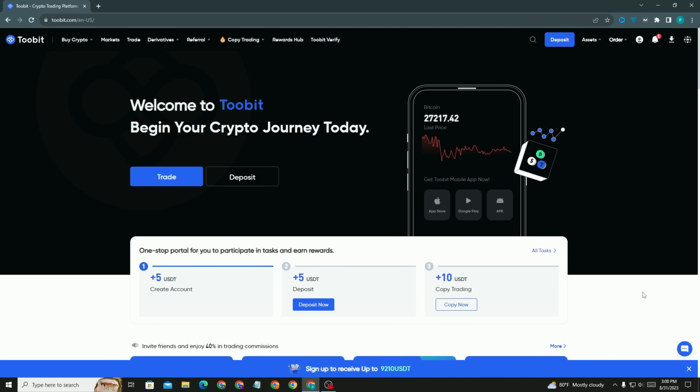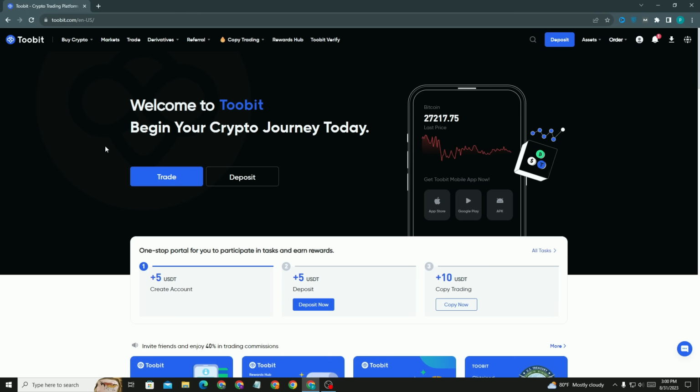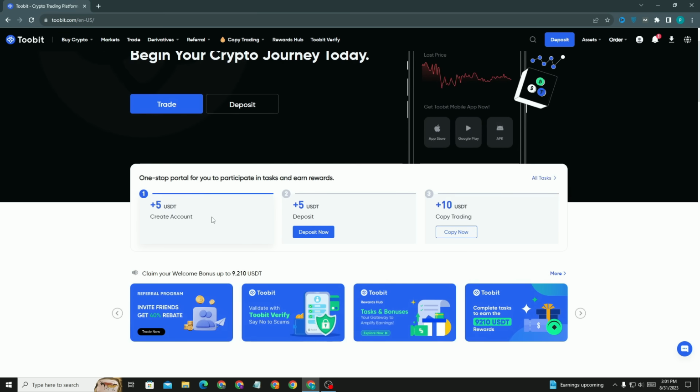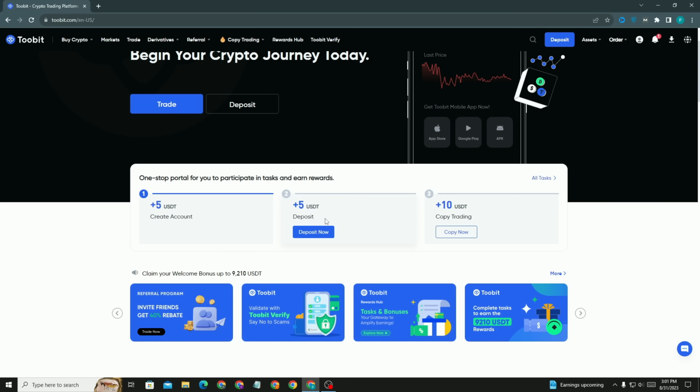Basically, Toobit is a cryptocurrency trading platform where you can invest some amount of money, and then you can get some amount of profit. So welcome to Toobit, begin your crypto journey today. If you sign up, you can see here: create an account, plus 5 USDT. If you deposit some amount of money, plus 5 USDT, and if you copy the trading, you can get 10 USDT.